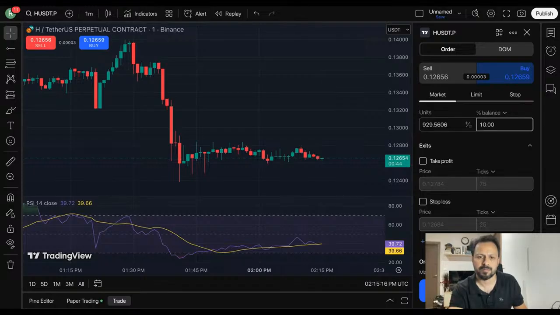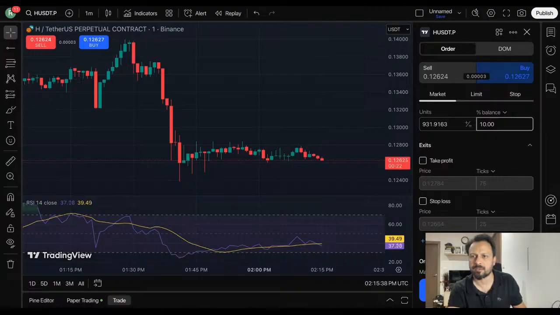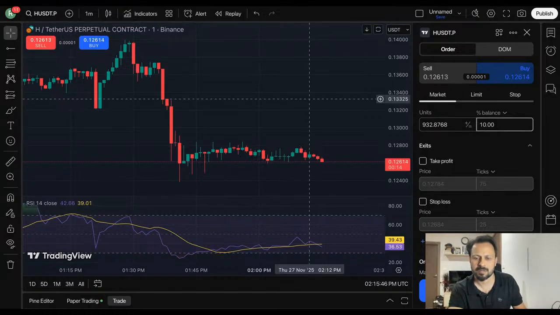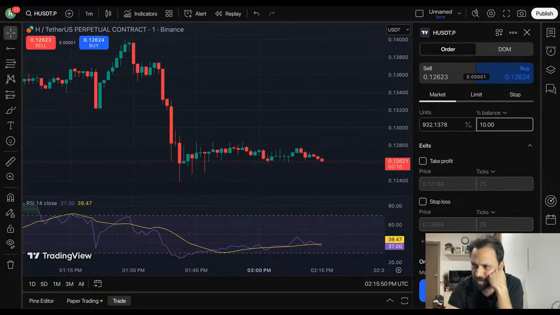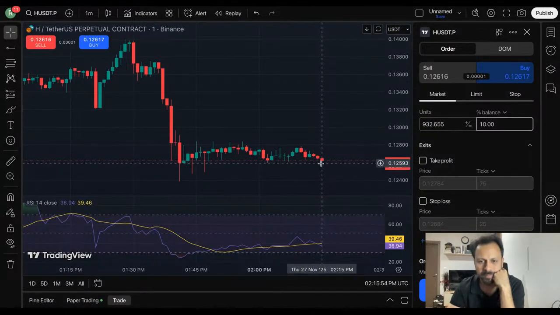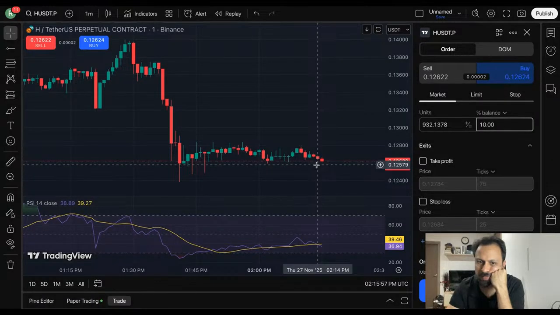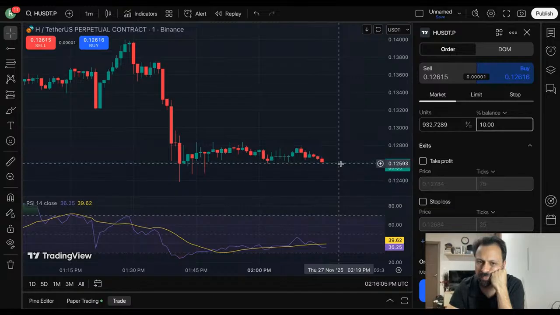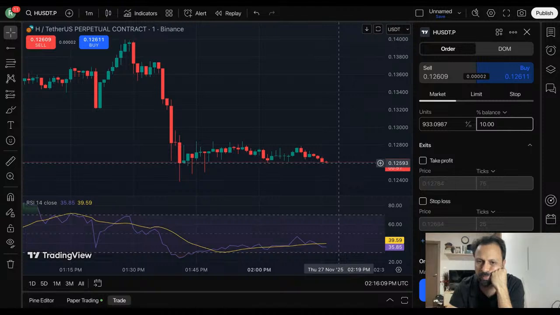Okay, let me see the situation right now. We need a short position, I would say, from here. But if it breaks this level, okay, this level, yeah, if it breaks this level, we have a very strong support from here.